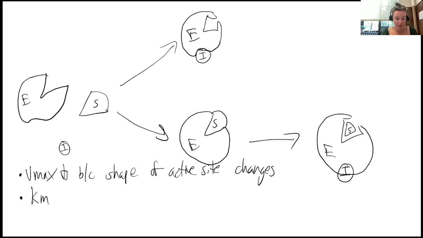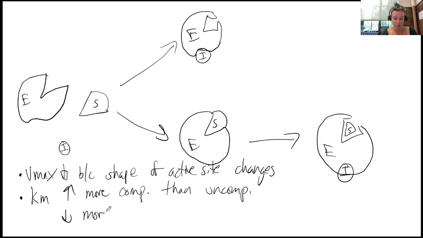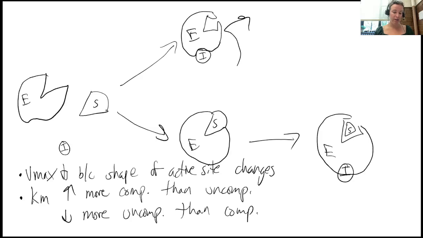Now, Km will either increase or decrease. The Km will increase if it is more competitive than uncompetitive, or Km will decrease if it's more uncompetitive than competitive. So Km increases if we see inhibitor binding more just enzyme and kind of blocking the substrate from ever getting in there, right? Km is going to appear to decrease if we have enzyme substrate already bound and then the inhibitor comes in and so it locks it in there.